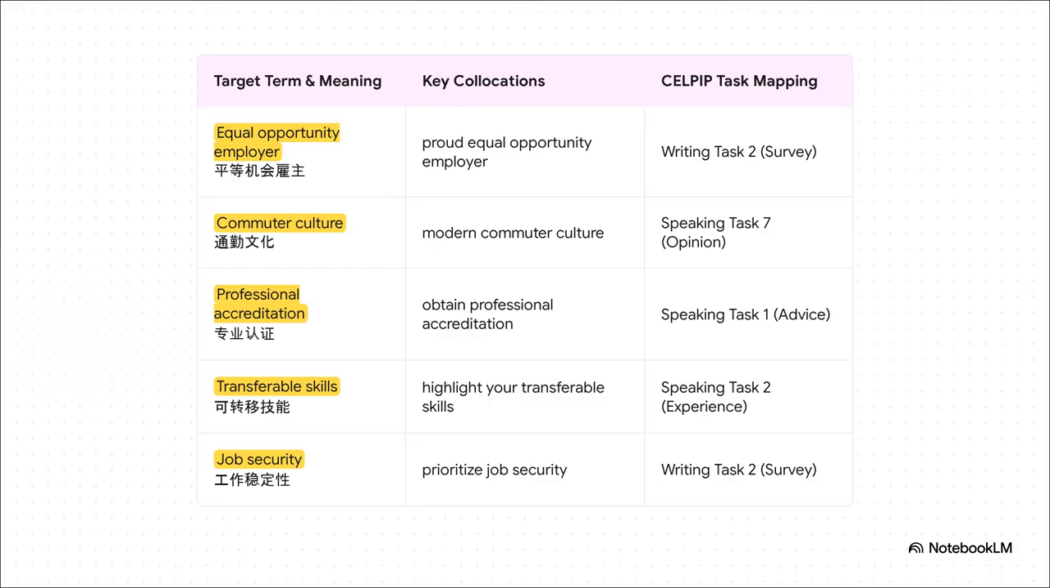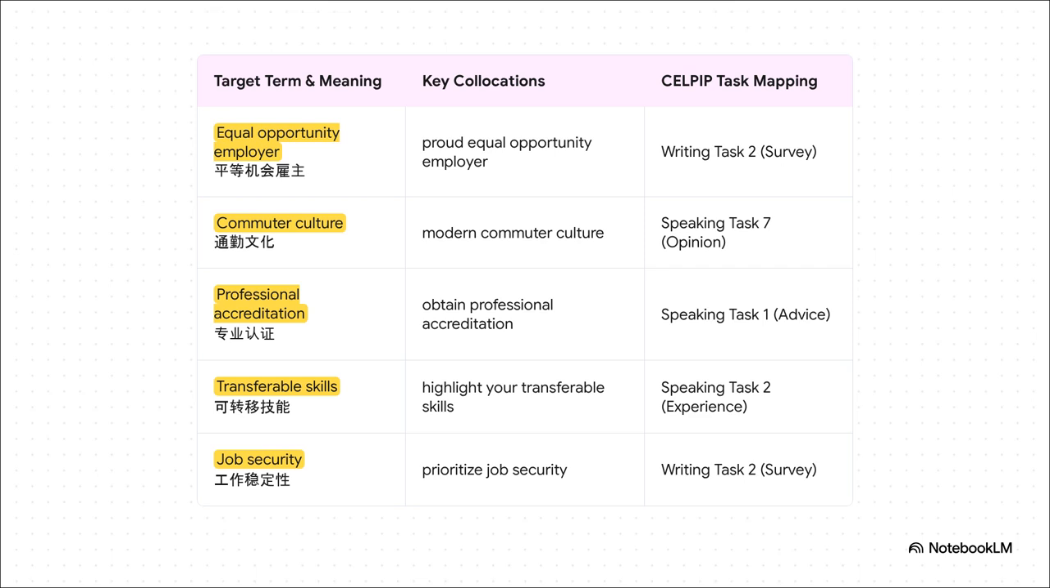First, equal opportunity employer. Equal opportunity employer. 平等机会雇主. You can praise a local company in writing Task 2 for being a proud equal opportunity employer. Next, commuter culture. Commuter culture. 从前文化. If you live in Toronto or Vancouver, you already know the stress of modern commuter culture. It's a fantastic, relatable topic for Task 7.